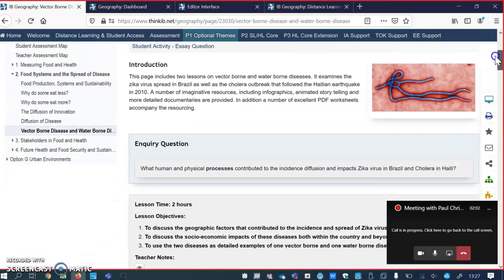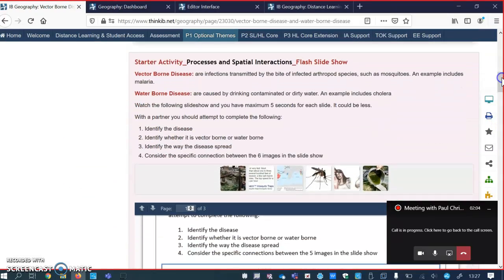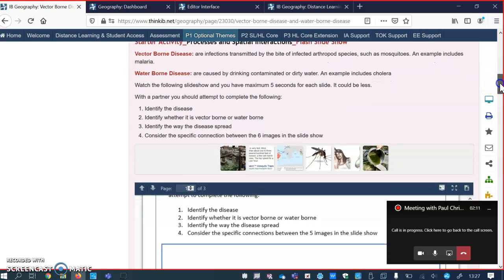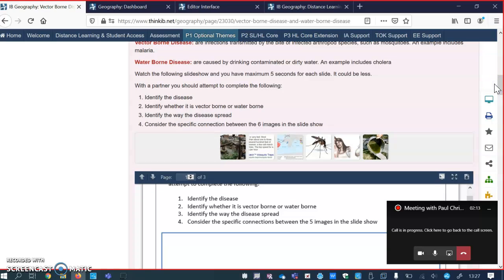And I'm going to start by looking at some images. So what I'd like us to do, we're going to call this a flash slideshow. I would like you to try to identify the disease that we're looking at here. I'd like you to think about whether it's vector-borne or waterborne. I'd like you to identify the way the disease spreads and see what connection you can see between these 6 images. So I'm going to put each image up quite fast.